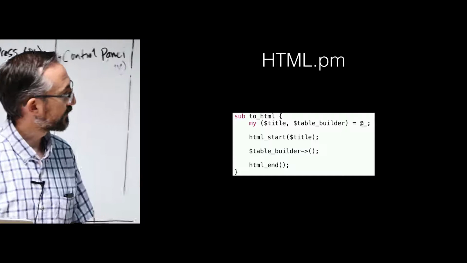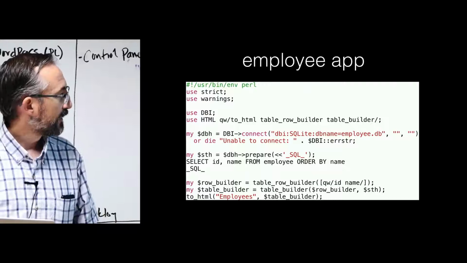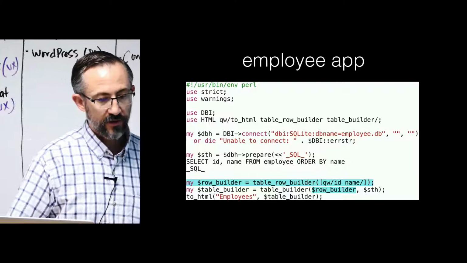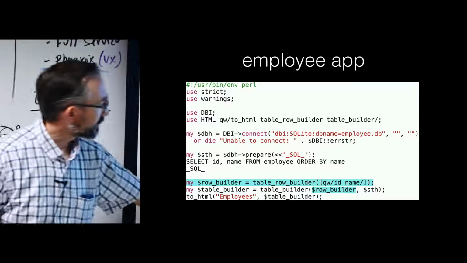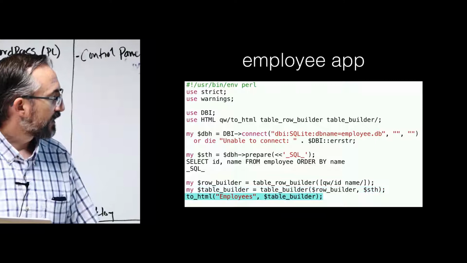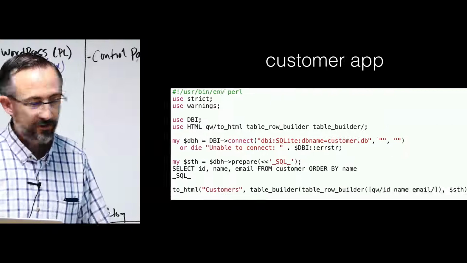Our application has grown by one line. We create our row builder. This is the employee app. I'll show you both the employee app and the customer app because they're in slightly different styles. We create a temporary variable row builder that has the function that we pass in to the table builder. The table builder returns a function that we pass into 2HTML, and then we can invoke 2HTML with the title and that table builder. The customer app doesn't use temporary variables.